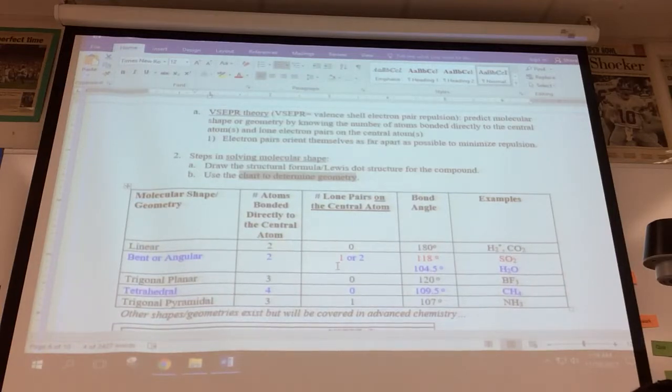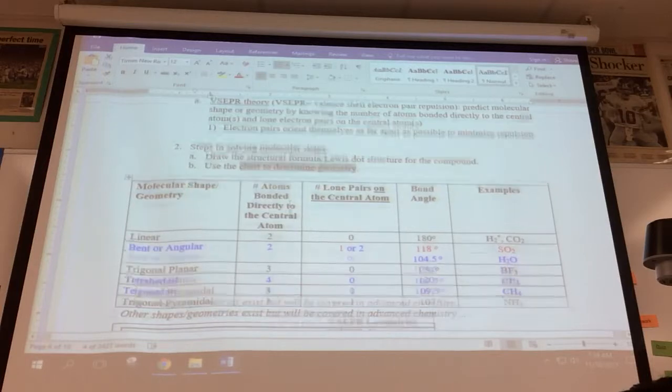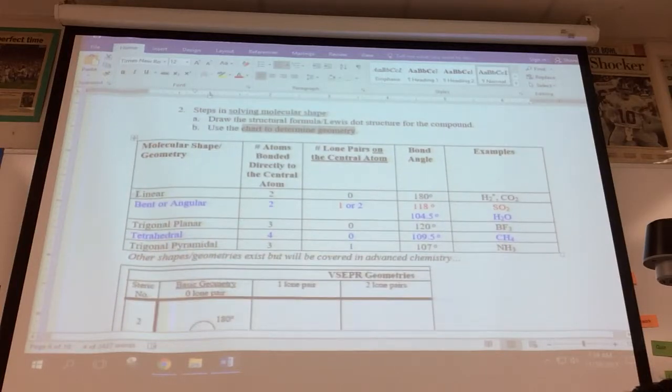The kids did ask if I would spell out the shapes for them, and that's fine. I can do that. Some of them are a bit much to spell, and I get all kinds of weird things if I don't provide them, and I'm fine with that. There are five shapes: linear, bent or angular, trigonal planar, tetrahedral, trigonal pyramidal.